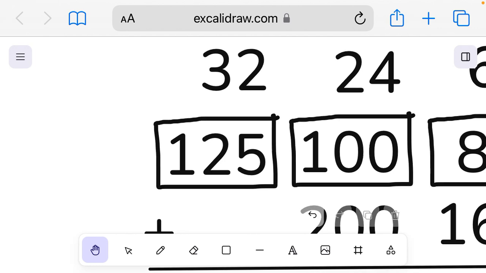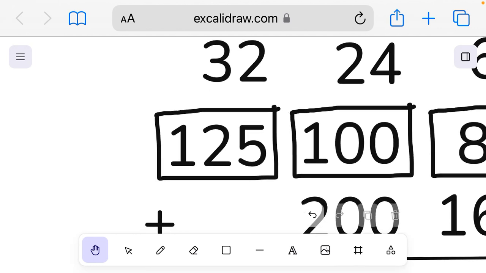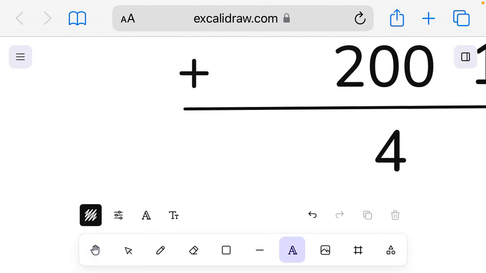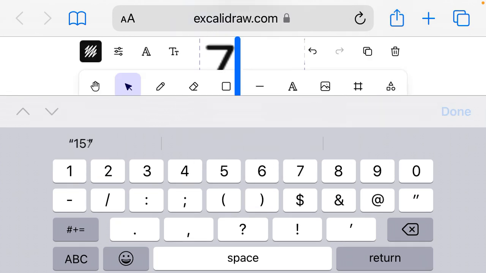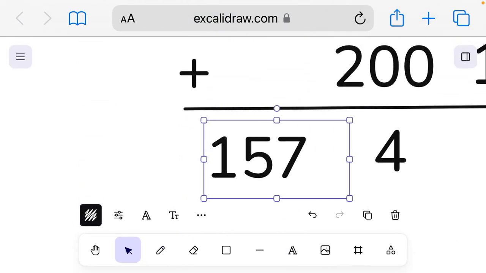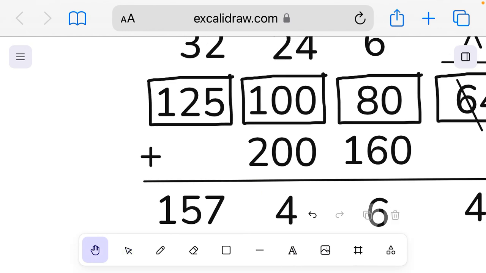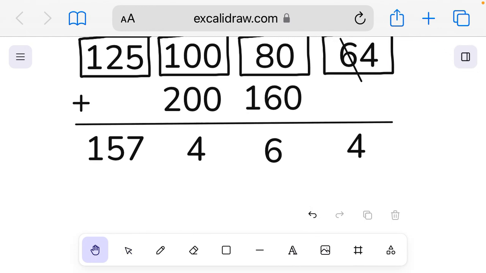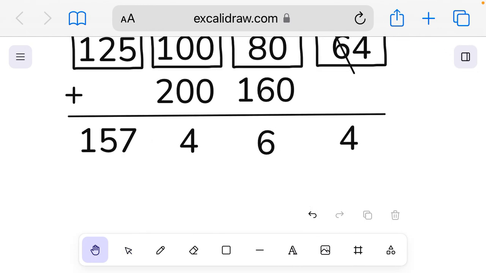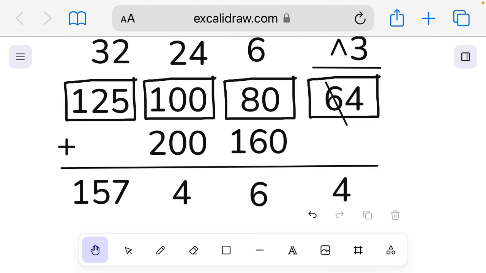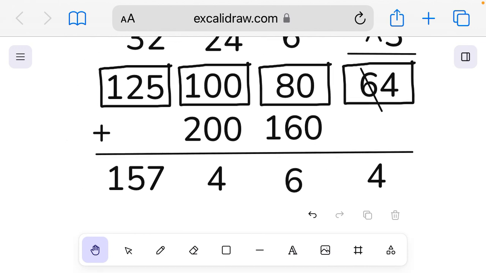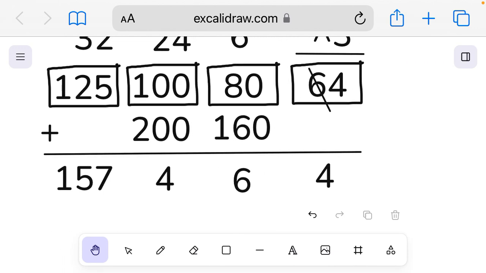So we have 125 plus 32, we get 157. I think it's 157. And yeah, it should be this answer. It's 157,464. But the problem is, it's causing that huge gap.